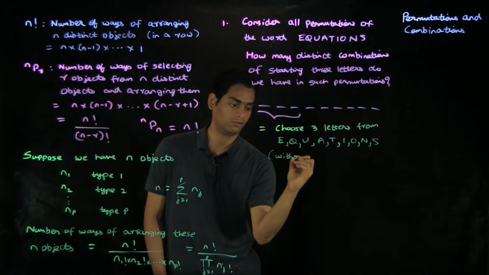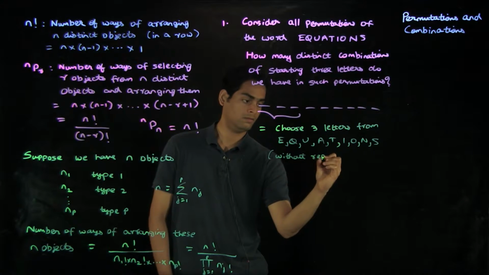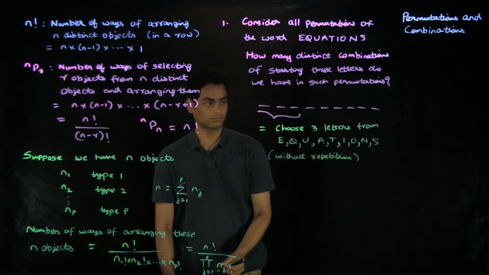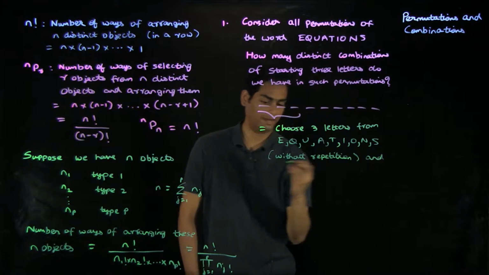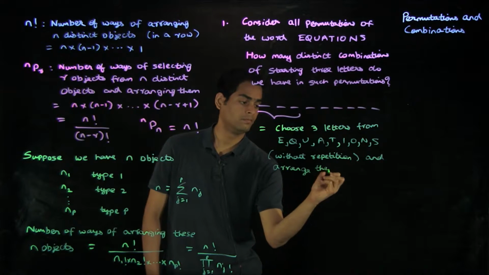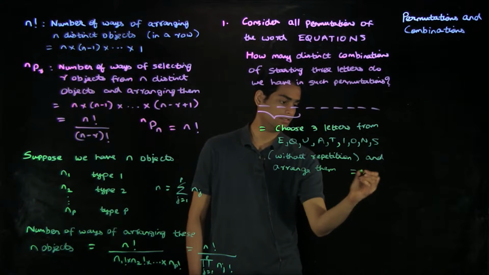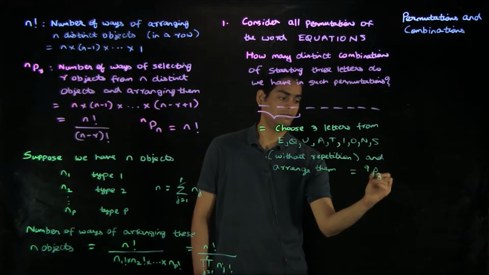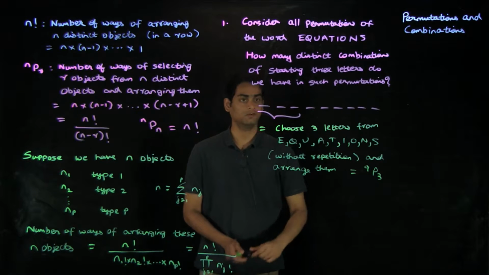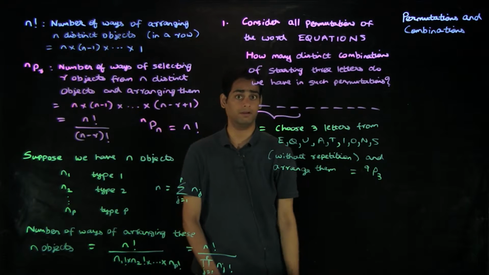without repetition. So we don't choose the same letter twice if it doesn't occur twice in equations, which it doesn't, and arrange them. So from the definition for NPR, it's not hard to see that this is nothing but 9p3, where we choose 3 letters from 9 letters and arrange them. And so the number of distinct combinations of starting 3 letters is nothing but 9p3.